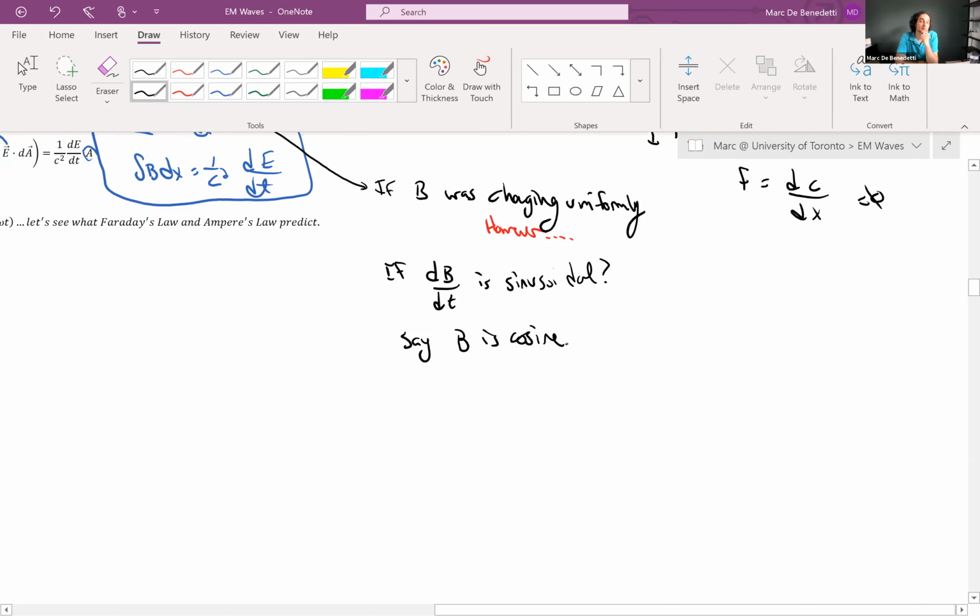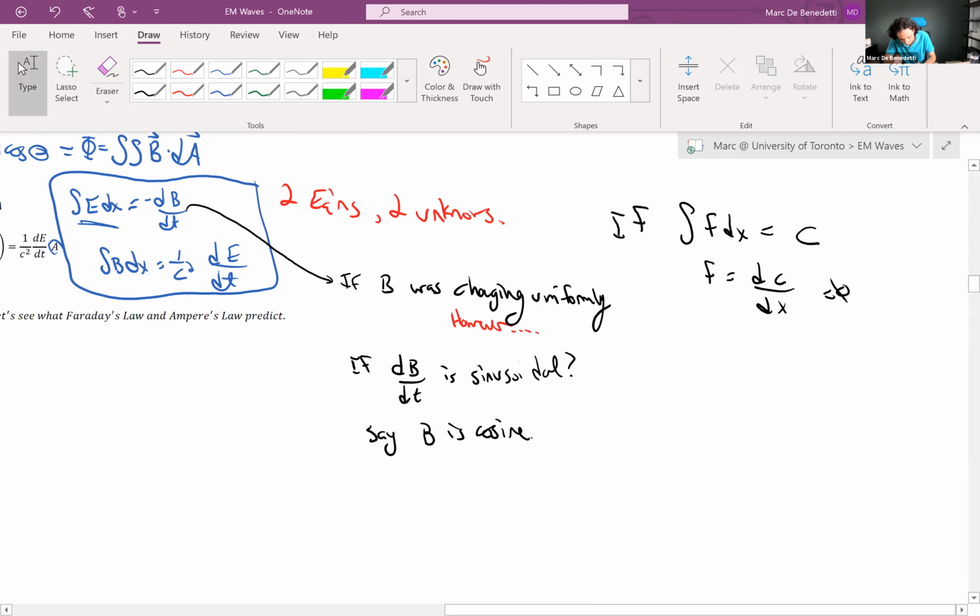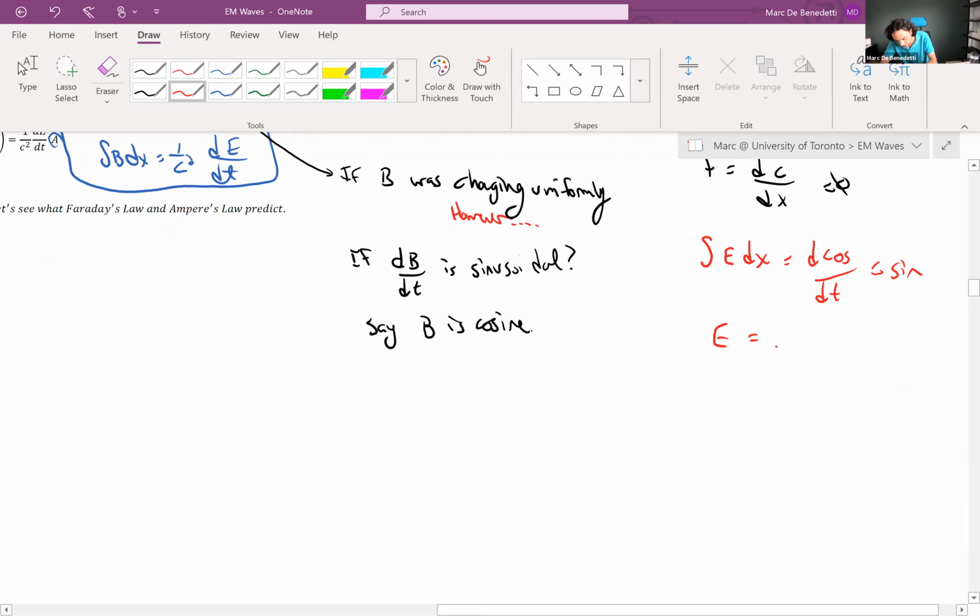Well, what's the derivative of cosine? Sine, right? So dB by dt would be sine, and same idea here. We would have the integral of E dx would equal the derivative of cos dt, which would be sine, and then to find E would then be the derivative of sine, which would then be back to cos.